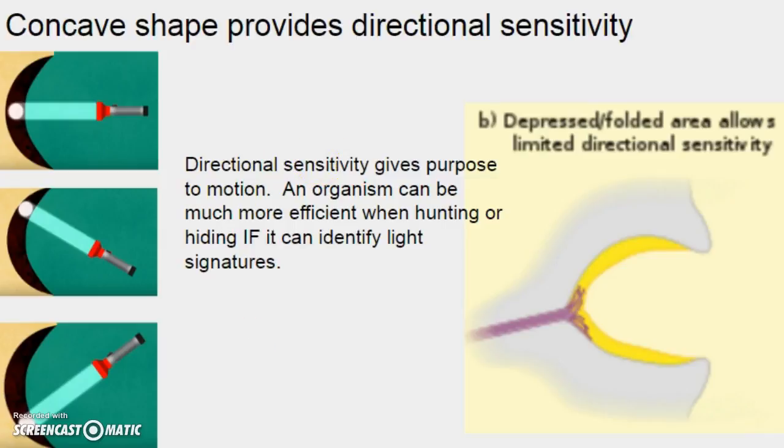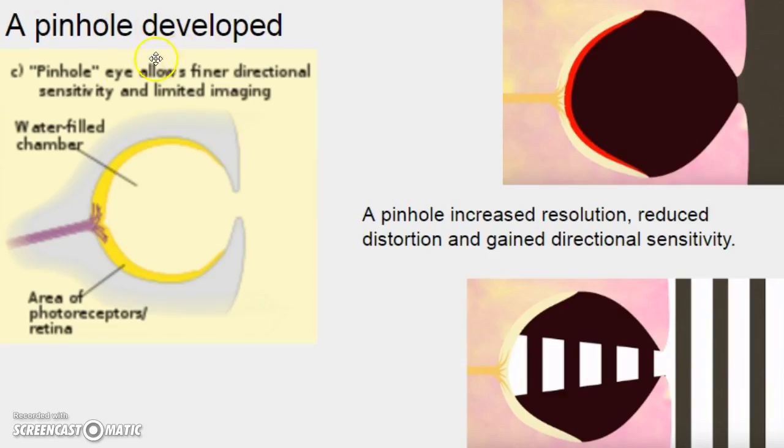So directional sensitivity here. And then a pinhole developed. The pinhole in the eye allows for finer directional sensitivity and limited imaging. The pinhole itself increased the resolution. It reduced distortion and gained directional sensitivity even more. As this little pinhole would allow light in, it made everything a little bit clearer. It allowed you to take in tiny amounts of light, but make really good sense of them. And these are where our photoreceptors found on our retina would be, located here in yellow.